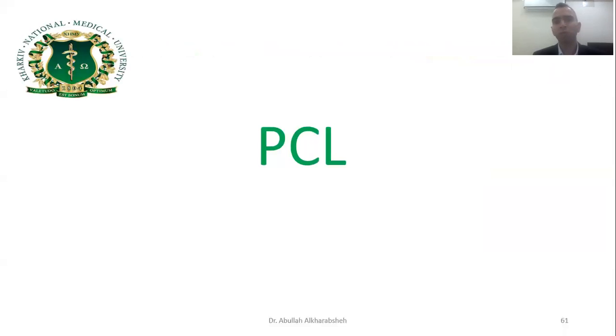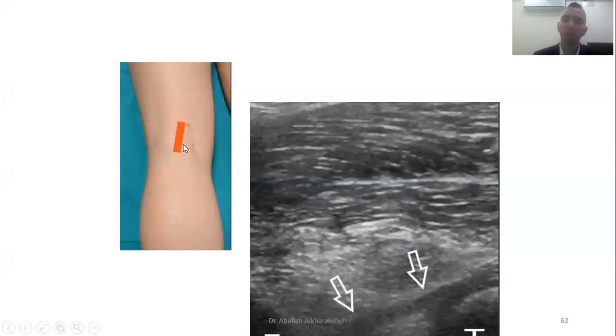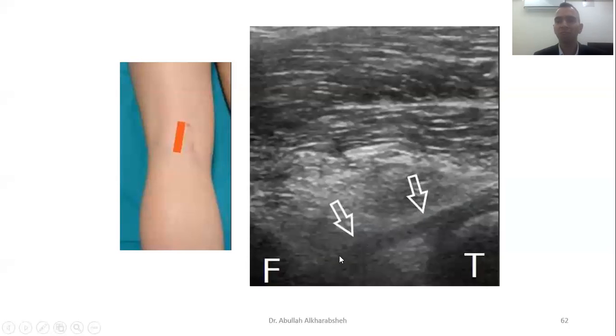And now we move to the posterior cruciate ligament, PCL. This is the probe position we should use for PCL, a coronal oblique position. PCL is also an intra-articular structure. Sometimes it's challenging to see. So this is the sonoanatomy for PCL. As we see, we see just part of the posterior cruciate ligament, and the hidden part is going inside the joint.